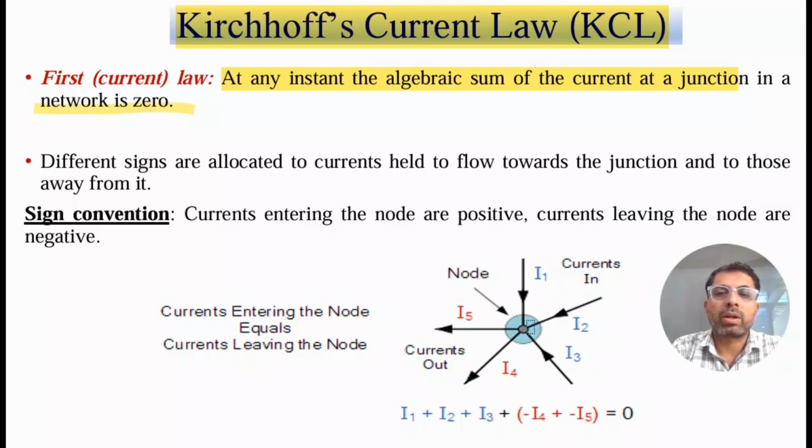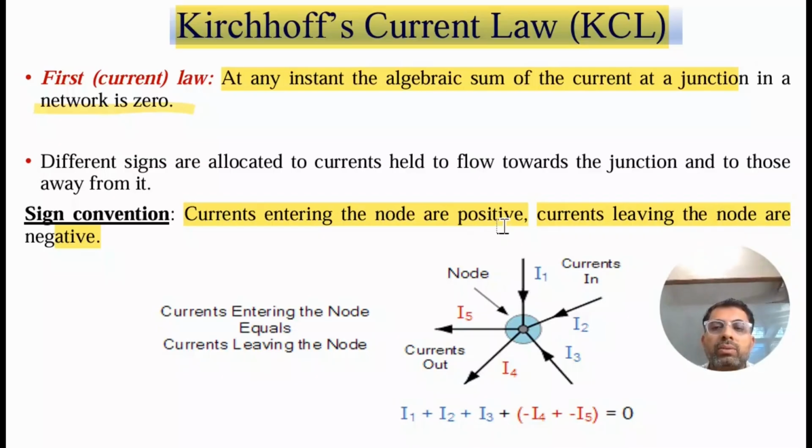Now look at this particular node or junction. Five currents are coming to and going away from this node. I1 is an incoming current, I2 is incoming, I3 is incoming, I4 is outgoing, because see the arrow, and I5 is outgoing. So what is the sign convention? The current entering the node is incoming current, and you can consider it positive. The current leaving the node is negative, that is I4 and I5.